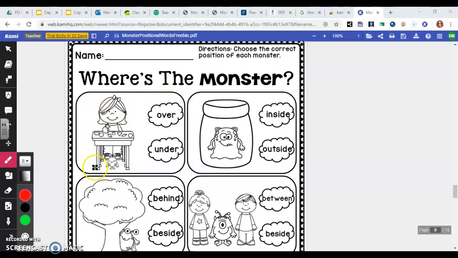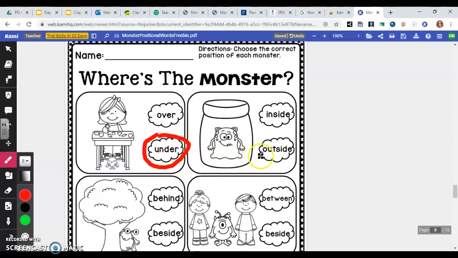Let's see, let's look hard. There's the monster. All right. Is the monster over the desk or under the desk? Which do you think? Here's the monster. Is he over or under? He is under. Nice job.